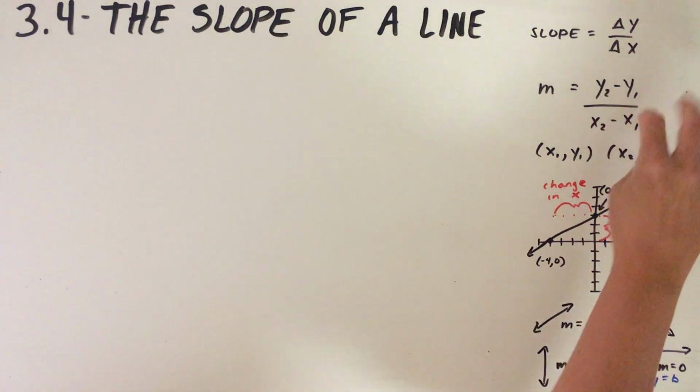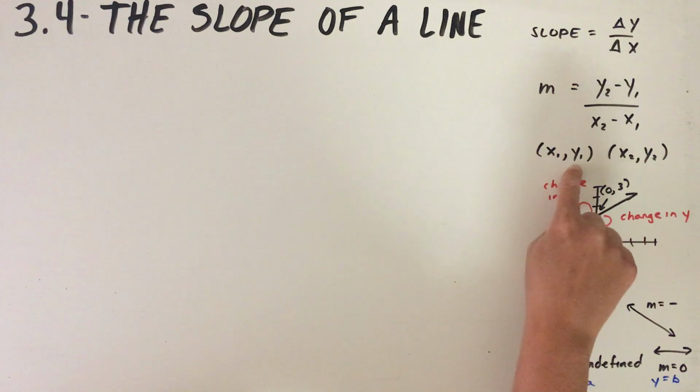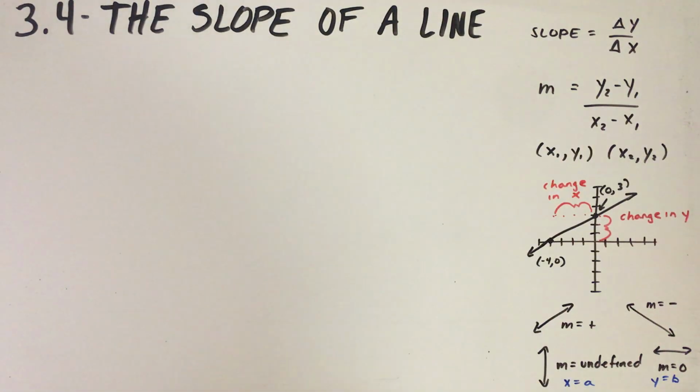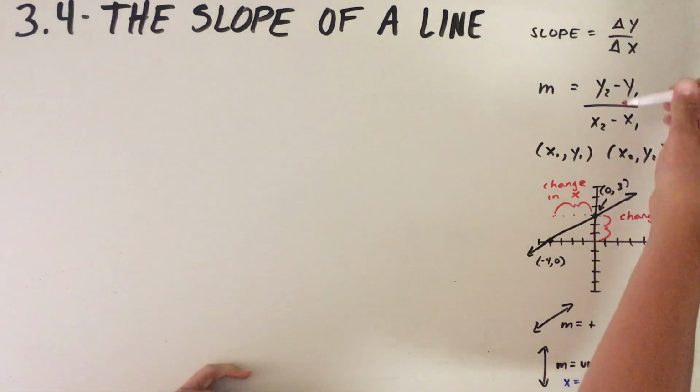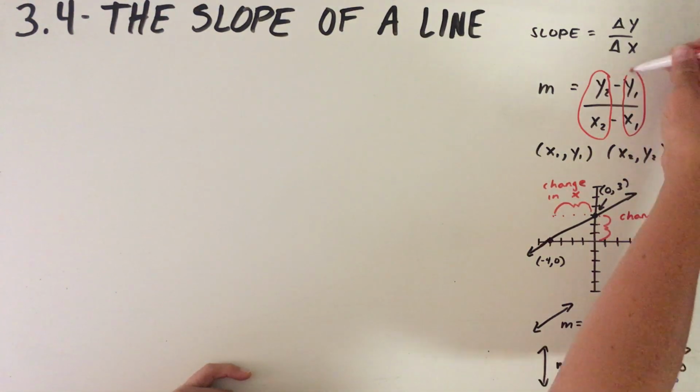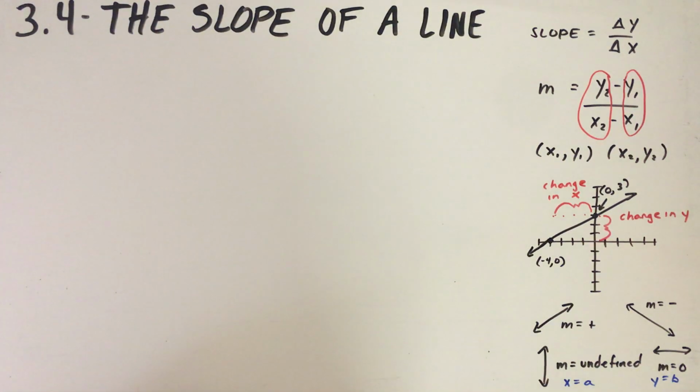These subscripts of the 2 and 1 just literally mean, if I'm given one ordered pair and a second ordered pair, that those go together. So again, this represents one ordered pair, and this represents a second ordered pair. Okay, so how is slope calculated? That is through using this slope formula here.